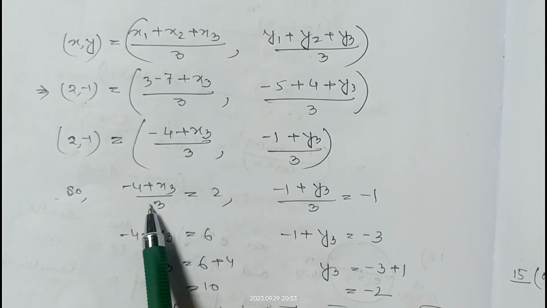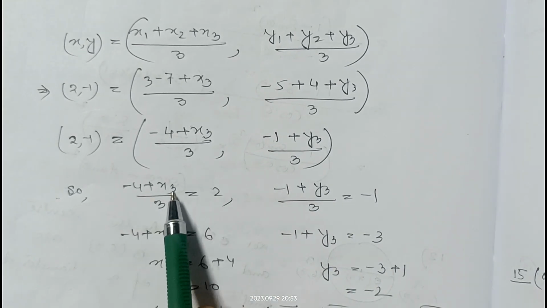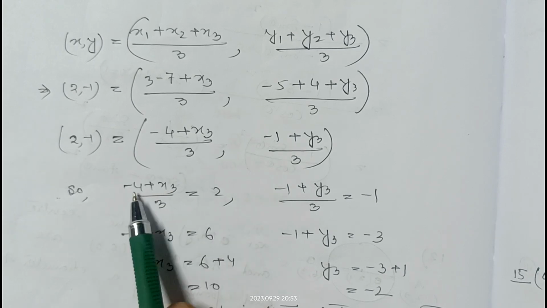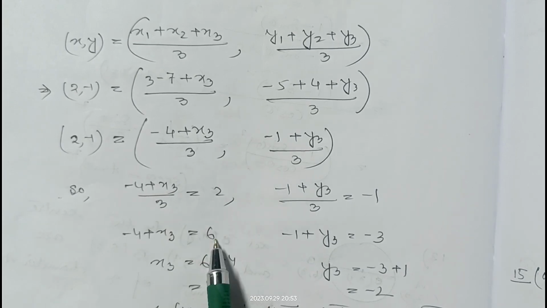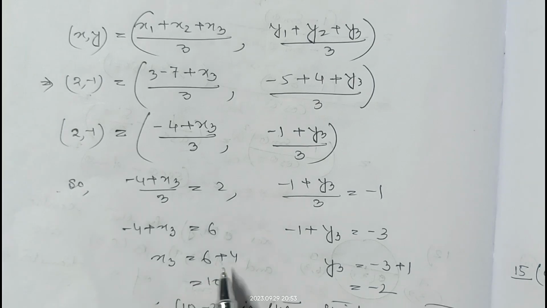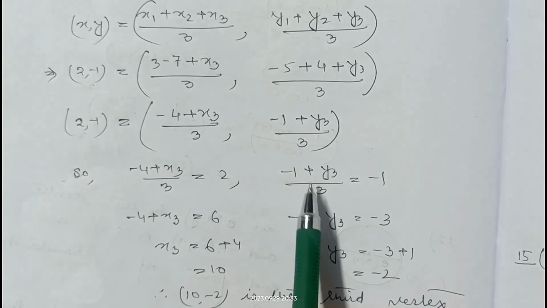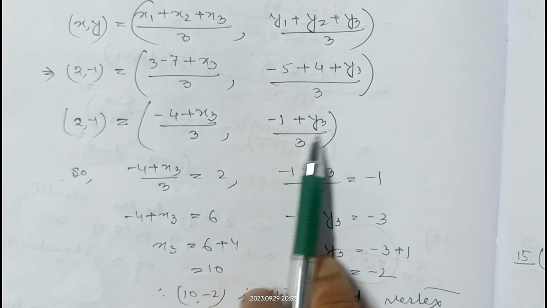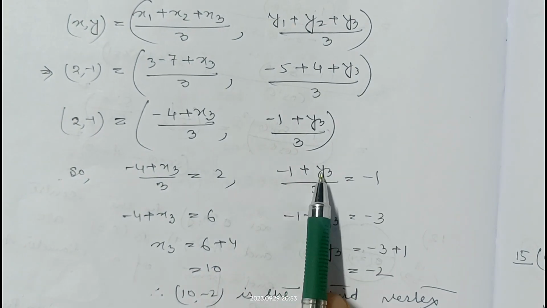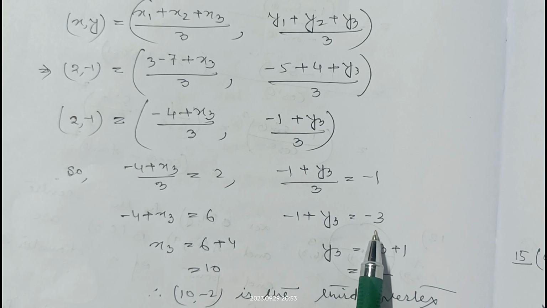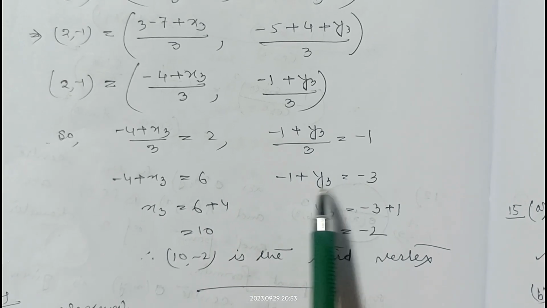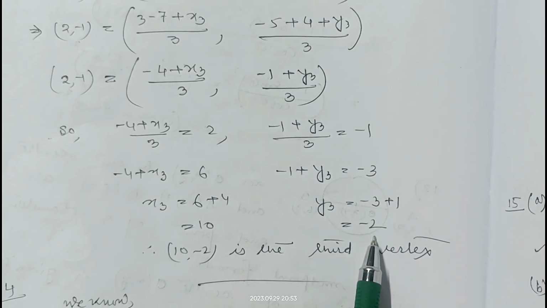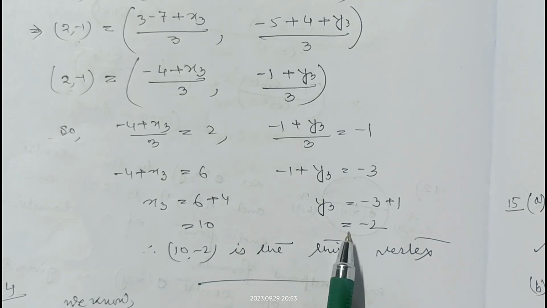Now if we separate, for the first part, (-4 plus x3) by 3 is 2. So -4 plus x3 is 6. So x3 equals 6 plus 4, which will give 10. Here (-1 plus y3) by 3 is -1. So -1 plus y3 is 3 into -1, which is -3. So y3 is -3 plus 1, which will give -2. Therefore the third vertex is (10, -2).